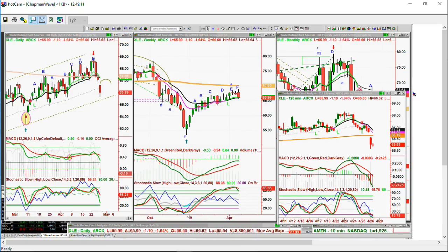Someone texted me a question about adding to the XLE. Absolutely not. Not yet. Let's wait to see. Look, I haven't even got a peak F yet in the weekly chart. It could even recycle if in the next couple of days it does bounce, but I'm just thinking it needs a little more time on the downside.